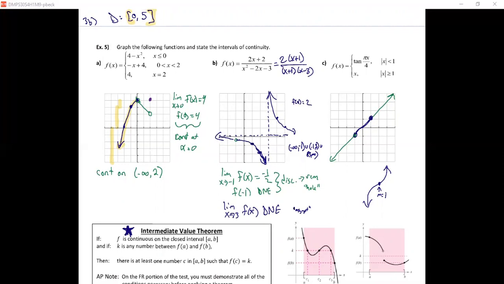So do you remember how to draw quick graphs? Remember how to put together piecewise functions? So these are kind of like review problems. Then we say state the intervals of continuity. We do have continuity from negative infinity to 2.